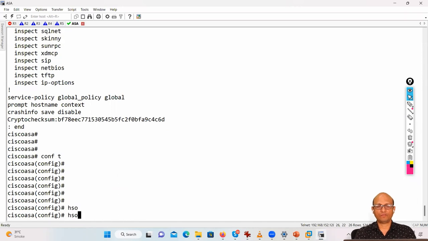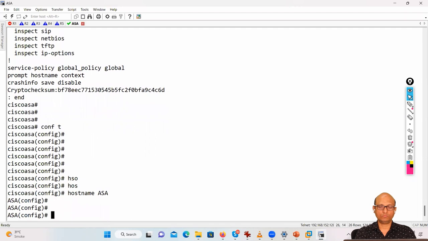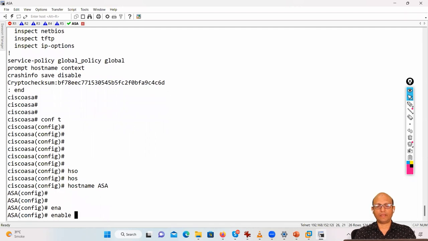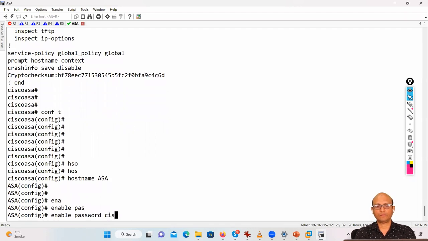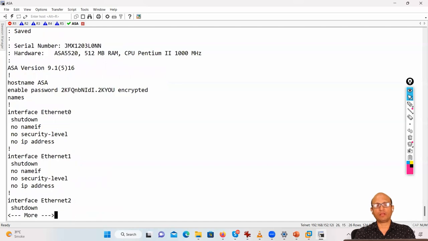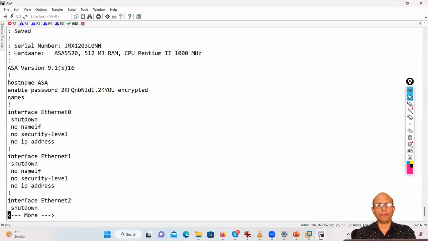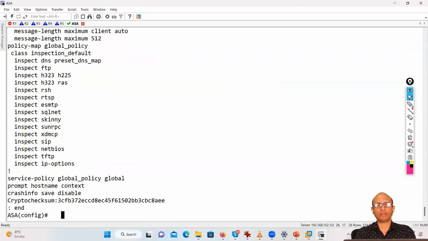Host name is there. So I just say host name ASA. Enable password is there. There is no enable secret. This is the only secret password. Show run can work in any way, from anywhere. Config mode, interface mode, anywhere. You don't have to use the do command. Anywhere.